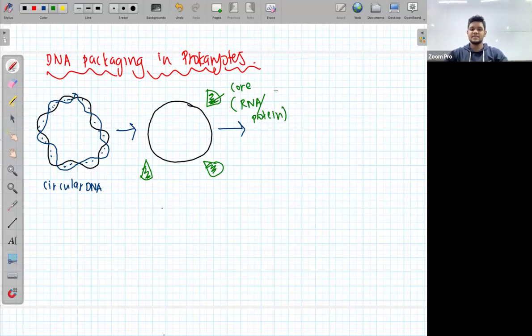Now, these cores present in a cell, during the process of DNA packaging, will try to push the circular DNA. Just think of a flexible circular rod. When these green colored cores exert a force towards the center of the DNA, the structure would look like this.